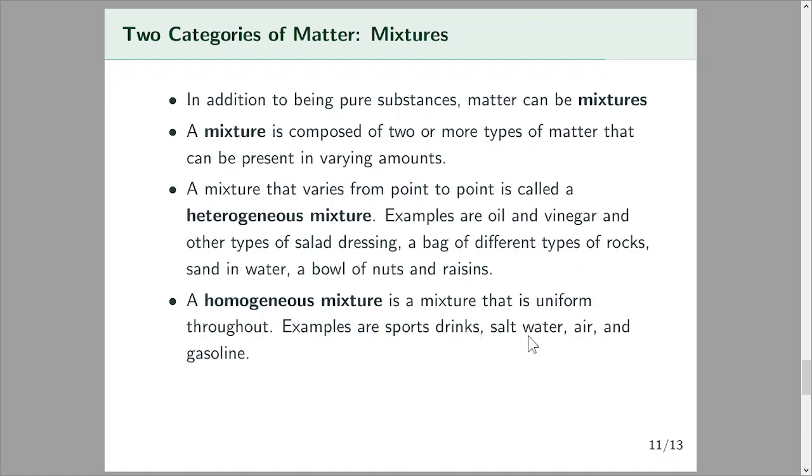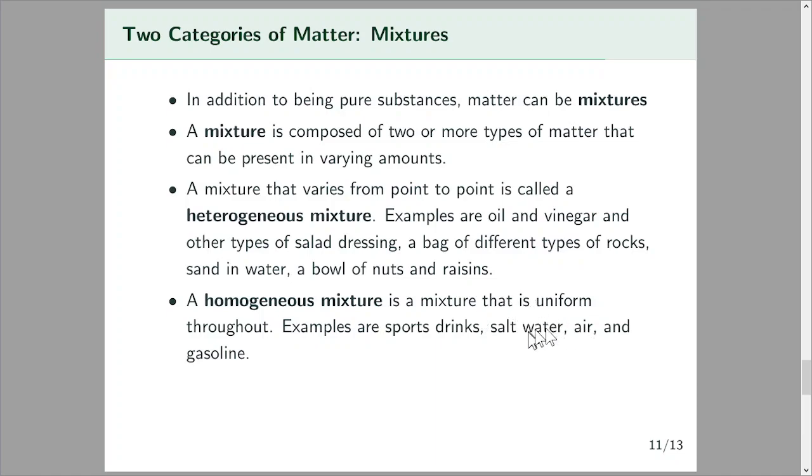Salt water is another mixture. Ocean water would be a heterogeneous mixture because it has stuff floating in it, right? In fact, sometimes tap water you can see stuff floating in it. You might call that a heterogeneous mixture, although most of the time we call water a homogeneous mixture if it's fairly clean. If you get bottled water, I would call that a homogeneous mixture. Air is another homogeneous mixture.